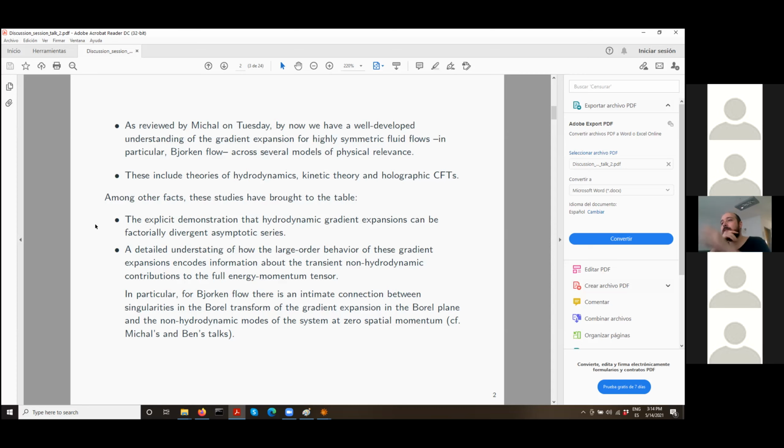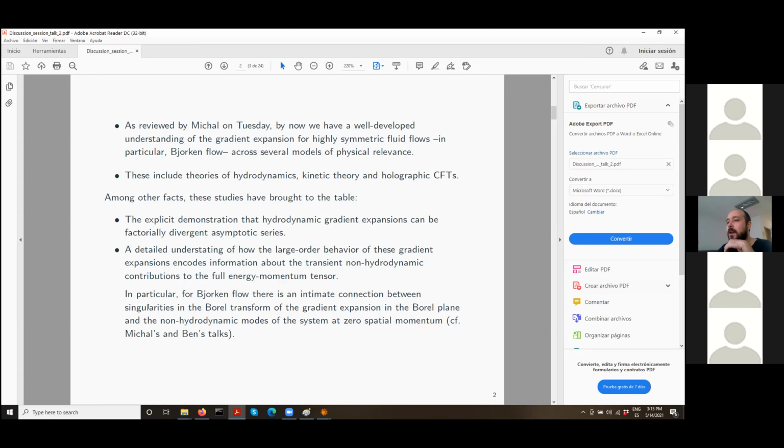So, okay, these studies first have demonstrated that the hydrodynamic gradient expansions can be factorially divergent asymptotic series. And they have also provided us a detailed understanding of how the large order behavior of these gradient expansions is encoding information about the transient non-hydrodynamic modes present in your microscopic theory. So the large order behavior of the gradient expansion, as is very well known now, encodes information about the transient contributions to the energy momentum tensor.